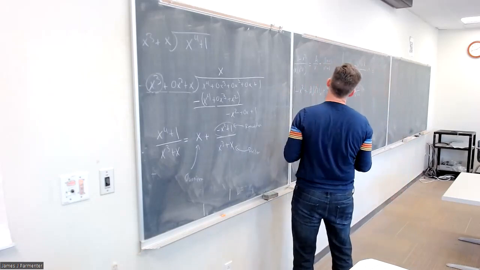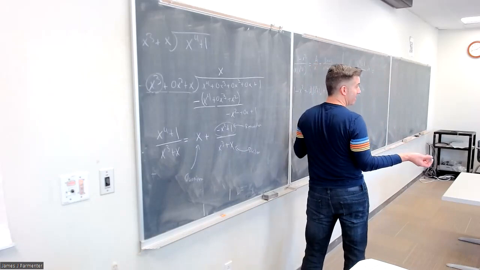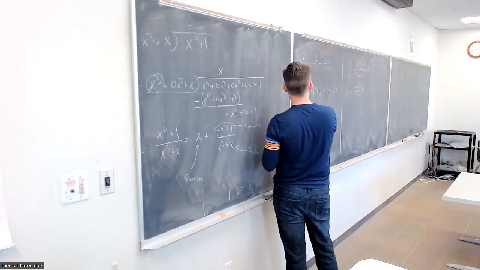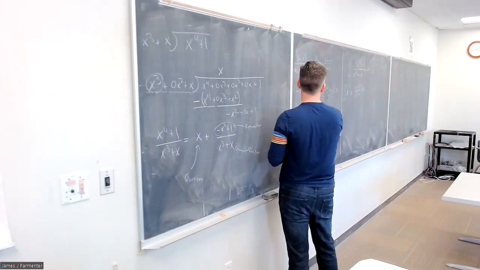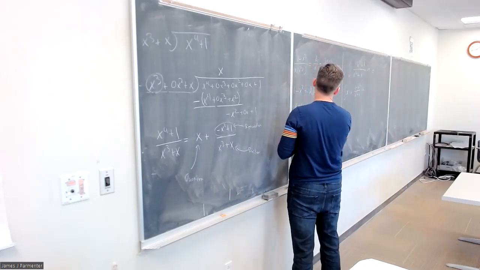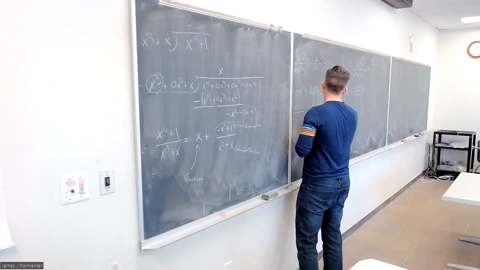So then, use your one convenient value of x, which is what? My only nice convenient value of x here. 0. So if I plug in 0, I get 1 minus 0 on the left. I get A times 1 plus 0 on the right. So A is equal to 1.